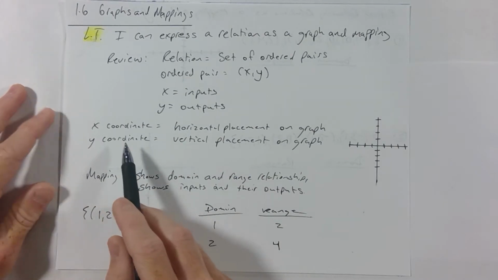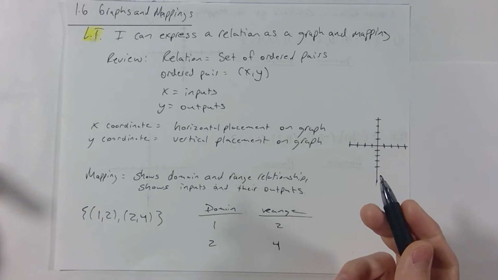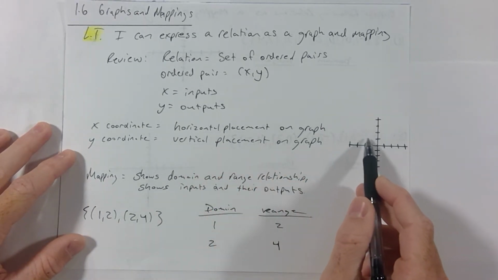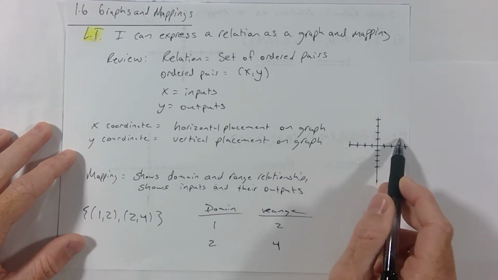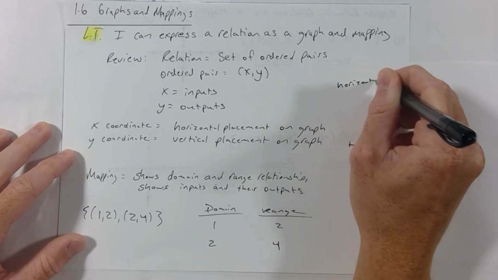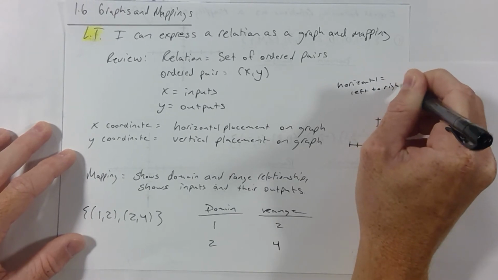What is my x coordinate on a graph? What does the x coordinate tell me? The x coordinate tells me my horizontal placement. If I'm looking at my graph, horizontal is left to right. I'll make a little note of that up here. Horizontal equals left to right.